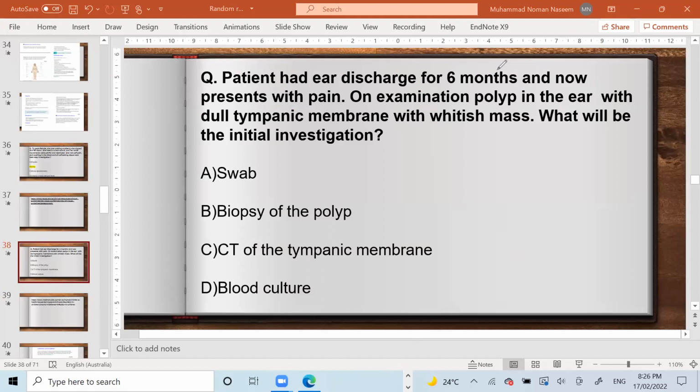Okay, our next question is, a patient is having ear discharge for 6 months, now presents with pain. On examination, you found a polyp in the ear with a dull tympanic membrane and a whitish mass. What will be the initial investigation in this patient? Option A, swab. Option B, biopsy of the polyp. Option C, CT scan of the tympanic membrane. Or option D, blood culture.